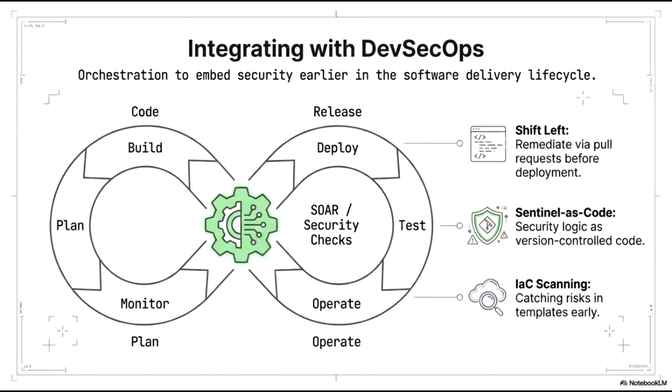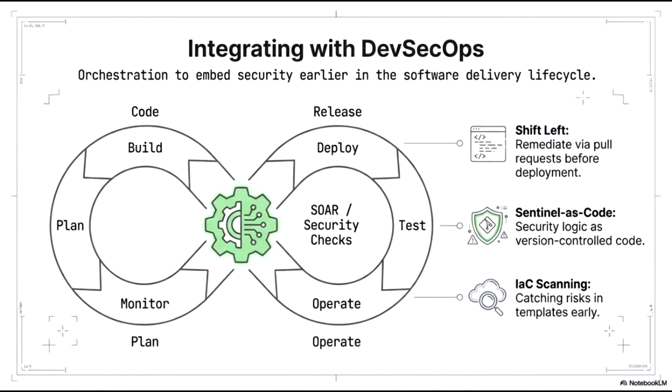A cornerstone of this strategy is the shift-left approach, which empowers teams to remediate vulnerabilities via pull requests well before deployment. We further enhance this by utilizing Sentinel as code, where security logic is managed as version-controlled code to ensure rigorous consistency and auditability. Additionally, infrastructure as code scanning is employed to catch potential risks within templates at the earliest possible stage.